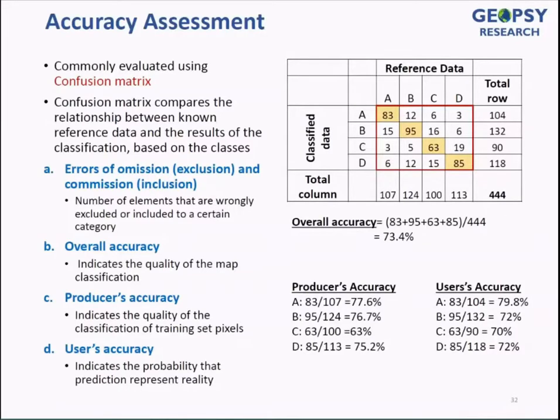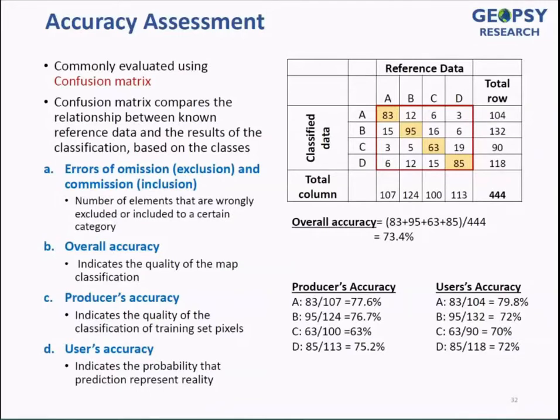Then there's overall accuracy. The overall accuracy just indicates the overall quality of your classification. So here basically is what is it in my reference data that has been accurately classified. Then there's the producer's accuracy. The producer's accuracy indicates the quality of classification of a training pixel. So for example, if from my training data, from what I know, this is a building, I know this is water. What percentage of what I know has been accurately classified?